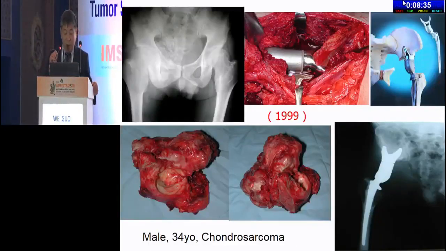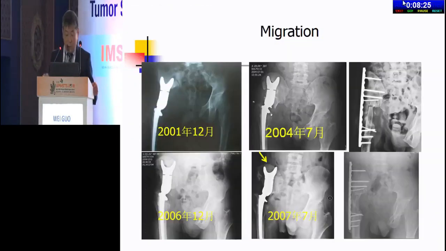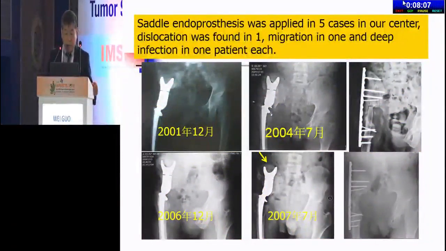This is a case we did in 1999, a 34-year-old male patient with chondrosarcoma. After resection, we used saddle prosthesis reconstruction. This is another case we did in 2001, but 6 years later the prosthesis migrated up to the level of the number 4, so finally we removed the prosthesis and did a fusion. We have used the saddle prosthesis in 5 cases in our center. Dislocation was found in 1, migration in 1, and deep infection in 1 patient.